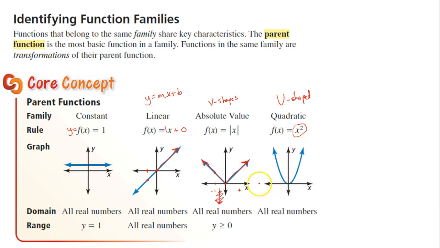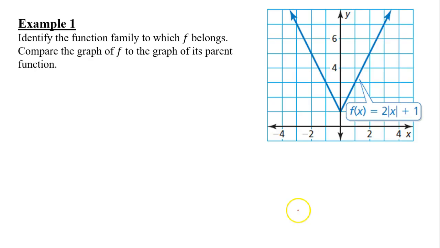But the range, just like with the absolute value parent function, there was no graph below the x-axis. Same thing with the quadratic, so it'll have the same range. It's just 0 and up, so y greater than or equal to 0.